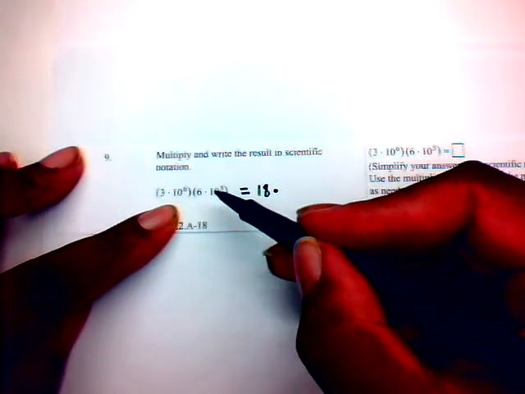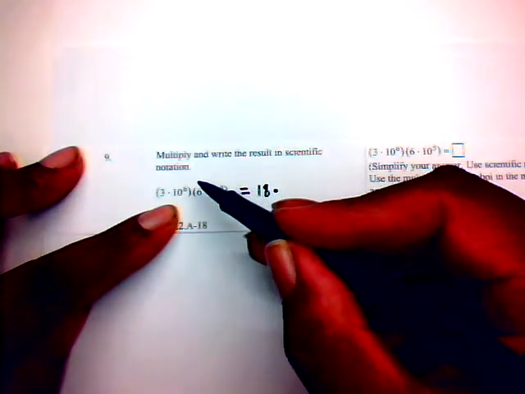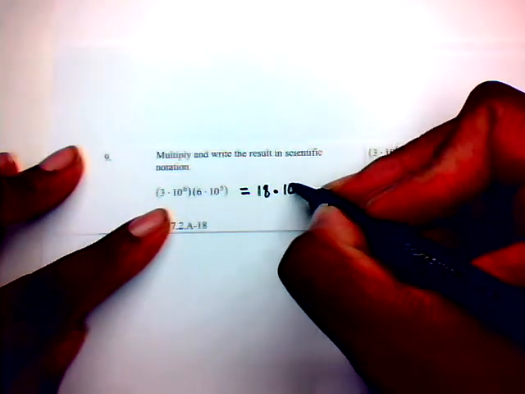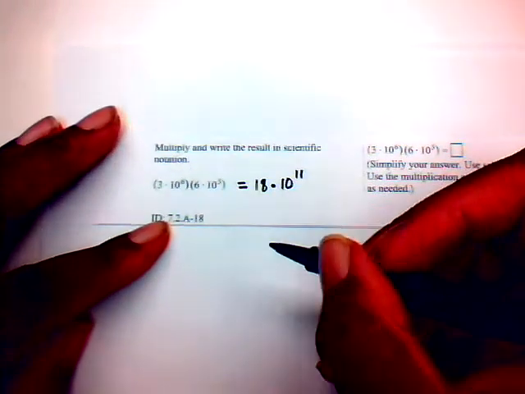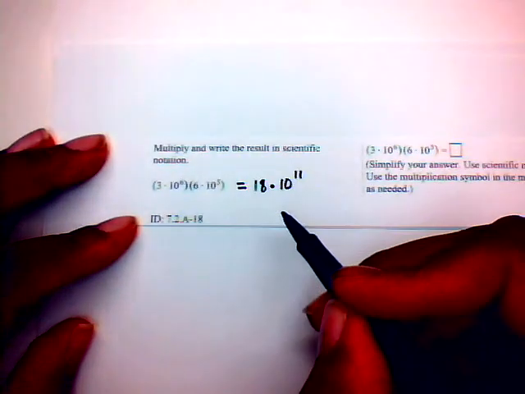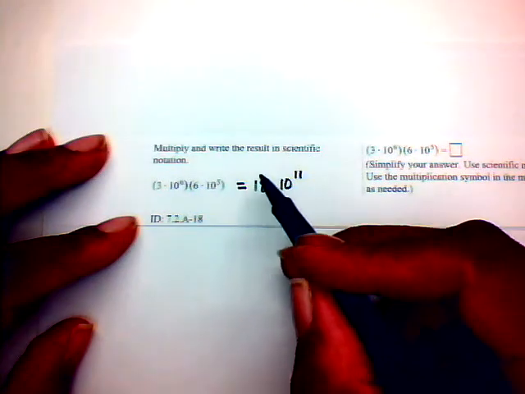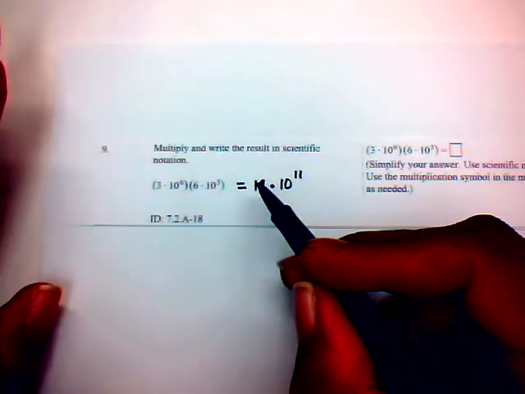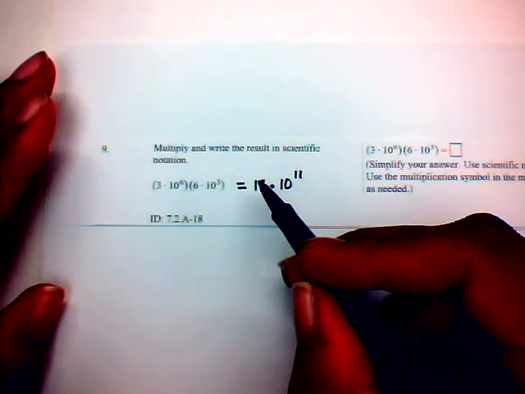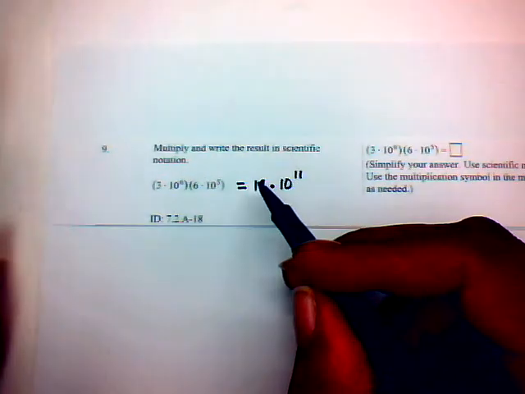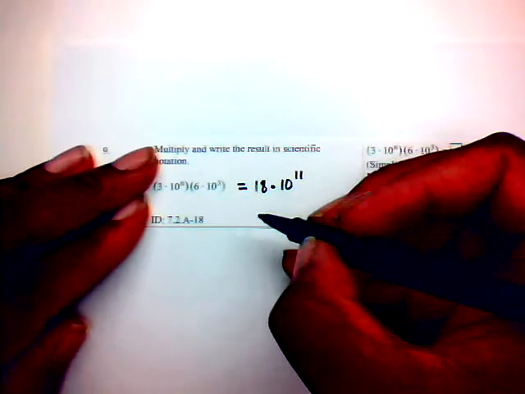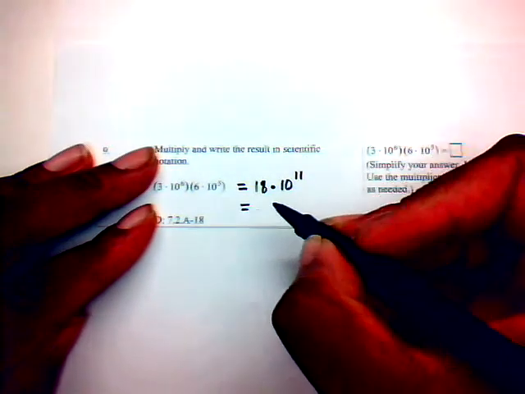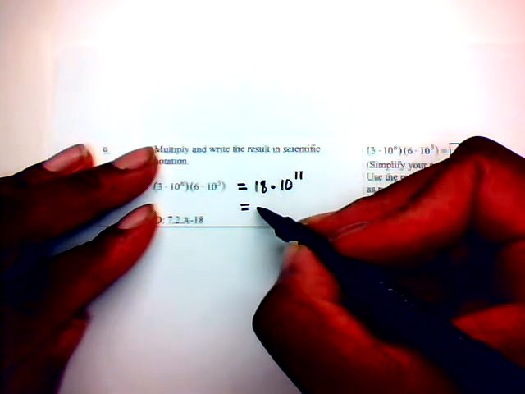We're multiplying powers of the same base, so we add the exponents here. So it'll be 10 to the 6 plus 5, which will be 11. Now, this is not written in scientific notation because the 18 is bigger than 10. Scientific notation states that the first part must be at least 1 but less than 10, multiplied by a power of 10. So we need to write 18 in scientific notation.